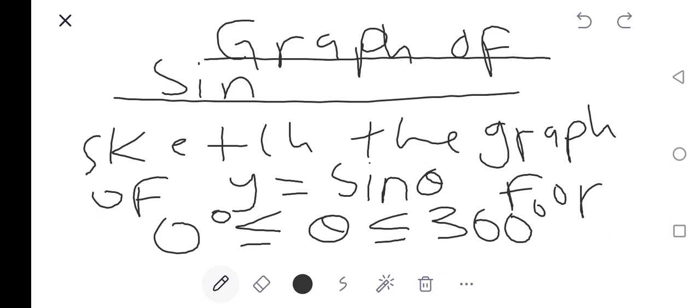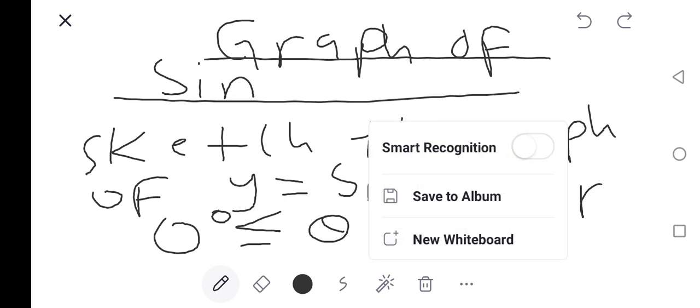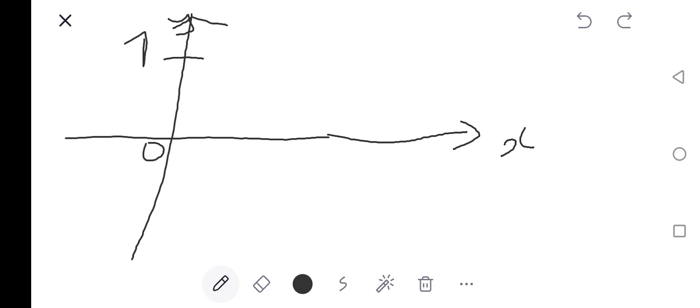So they want us to sketch this graph. Every time they give you a graph to sketch, you have to draw the X and Y axes. This is the X, this is the Y. Remember I said the highest number you can have is 1. You can't exceed 1.